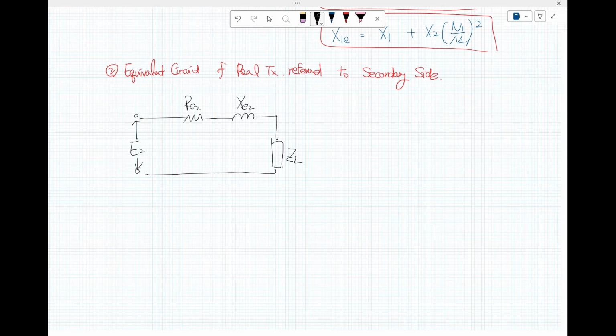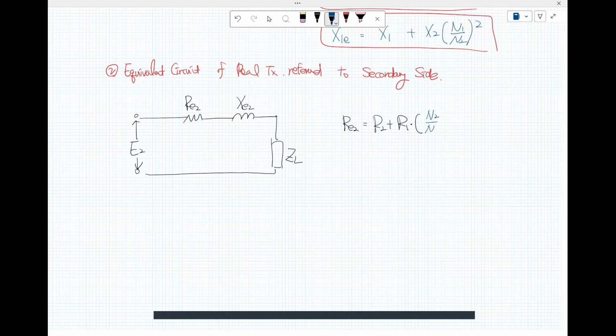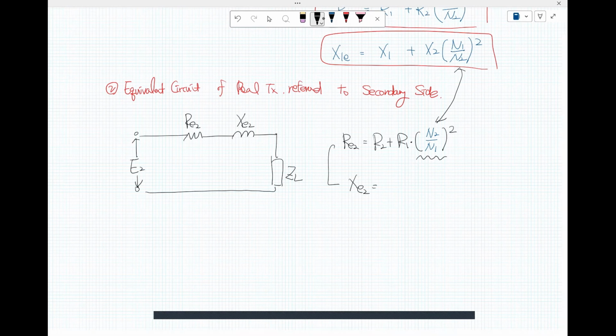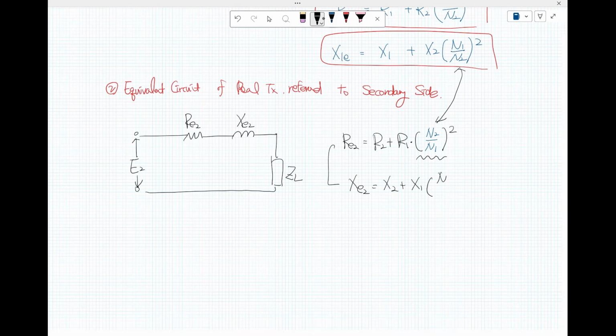So that is R sub E2. The same thing: R sub 2 plus R sub 1 times the reverse, N sub 2 over N sub 1. That's very important, the reverse is different here. And then X sub E2 is X sub 2 plus X sub 1 times N sub 2 over N sub 1 as well.